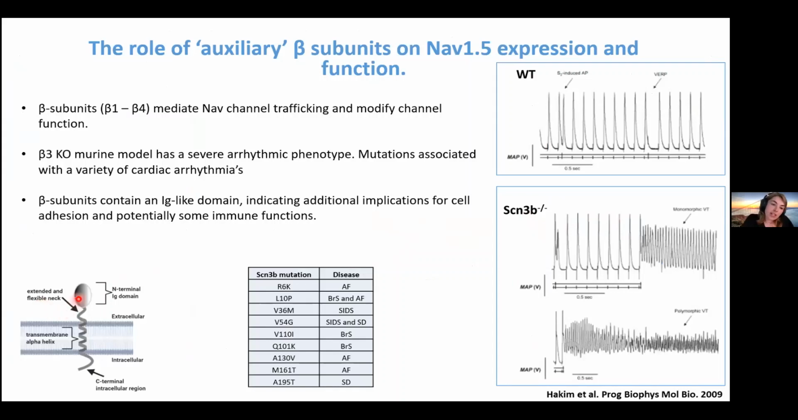And so if I just remind you, there's a large extracellular immunoglobulin-like domain, which in itself has a lot of implications for cell adhesion functions and potentially some immune functions, and a large area for contact with the extracellular face of the Nav1.5 protein itself. And then there's the transmembrane alpha helix, which could be binding at any site around the Nav1.5. So these two areas were of interest to us.